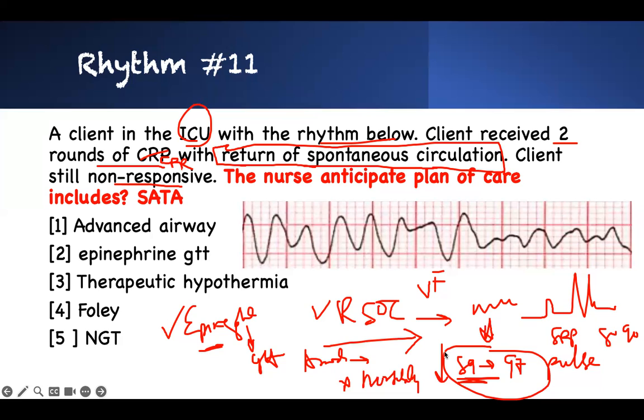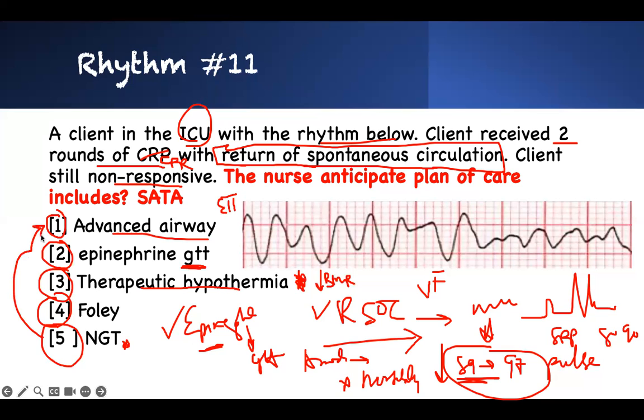Okay, they need a Foley catheter to monitor their urine output, and they need an NG tube. They need other things, but whatever they need, okay? So airway, advanced airway means you have an endotracheal tube, ET tube, in place. Epinephrine drip to maintain their blood pressure. Therapeutic hypothermia, which is number one, to keep their metabolic rate low. So this will decrease their basal metabolic rate and allow the brain to function. Foley to monitor their urine output, and NG tube because they're intubated. There are so many things you can do, but these are the key things every patient should have who has a return of spontaneous circulation.